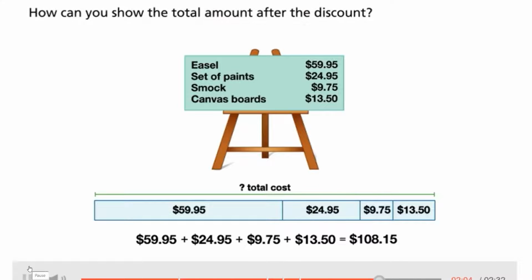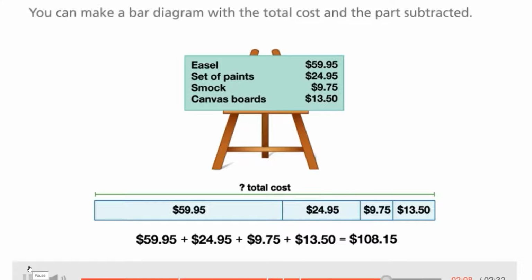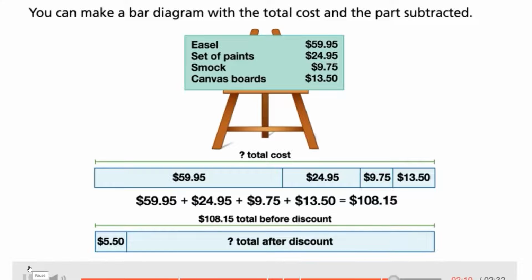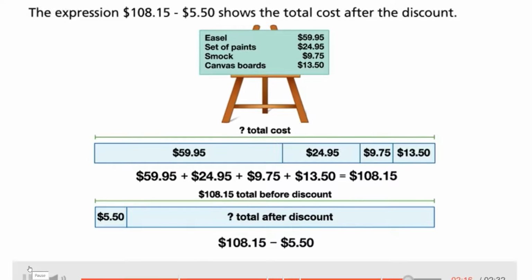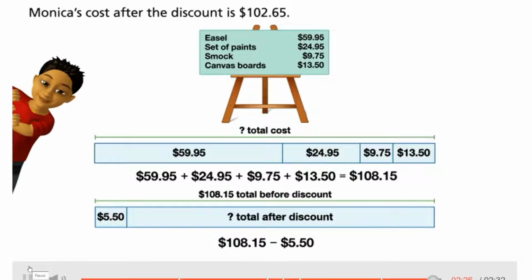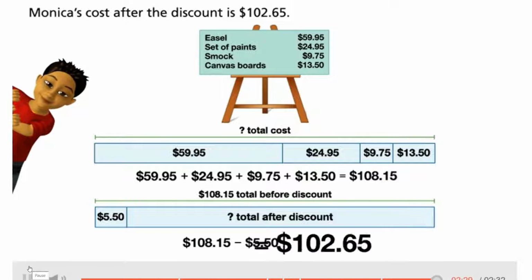How can you show the total amount after the discount? You can make a bar diagram with the total cost and the parts subtracted. The expression $108.15 minus $5.50 shows the total cost after the discount. Monica's cost after the discount is $102.65.